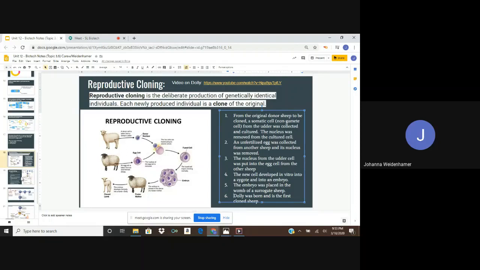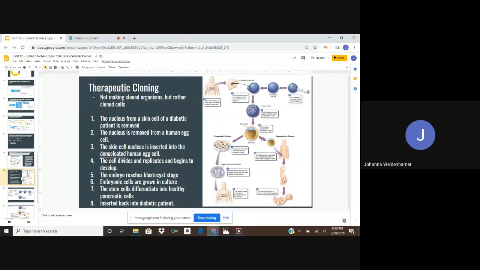The next kind of cloning is therapeutic cloning. Now this is a little different. Let's take a look. Okay, therapeutic cloning is not making cloned organisms like we were in reproductive cloning, but rather here we're going to clone cells. Now, how are we going to do this?